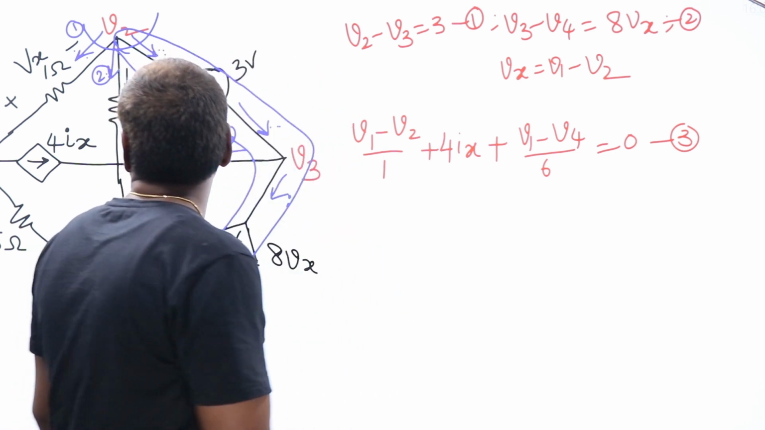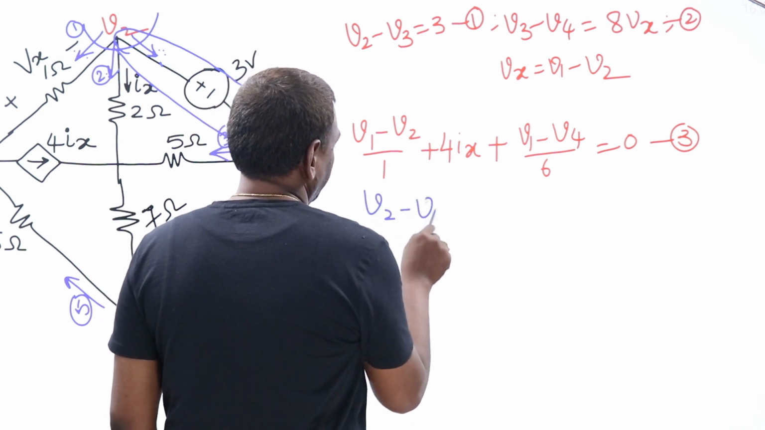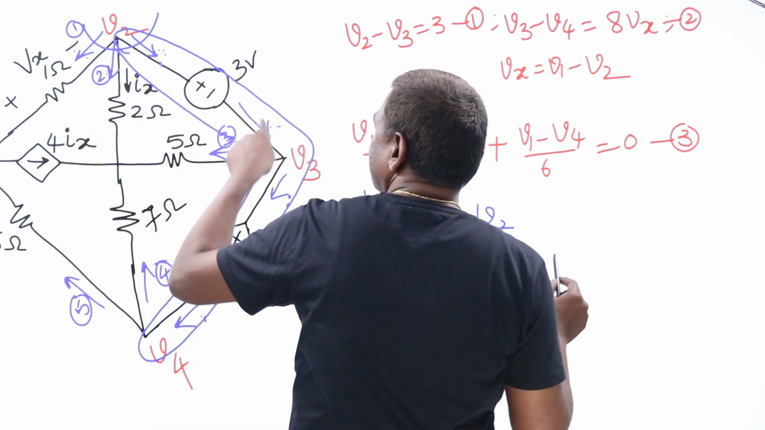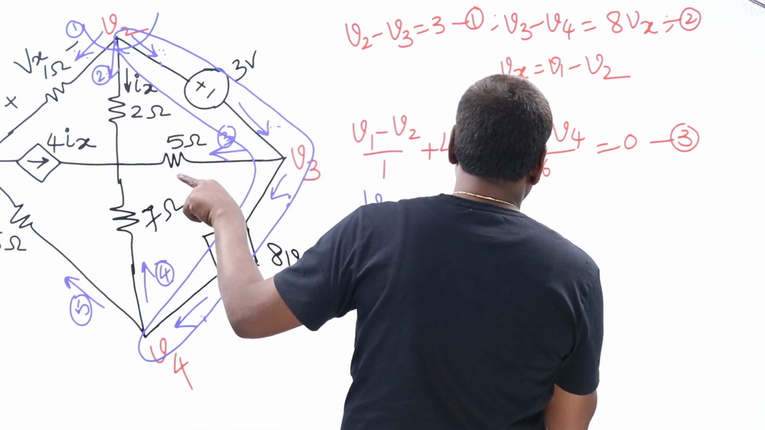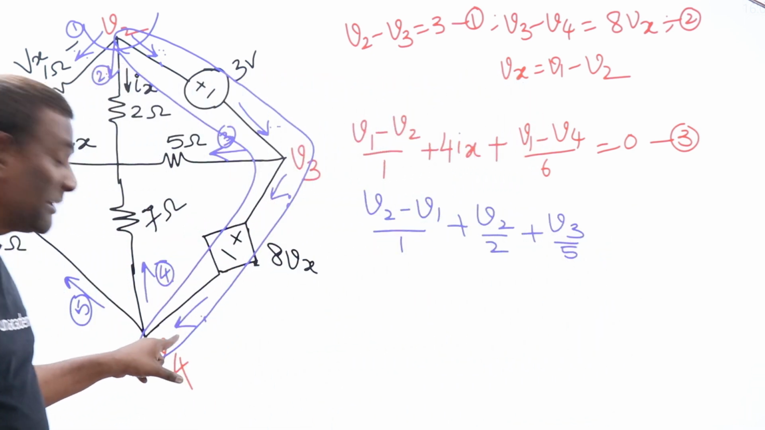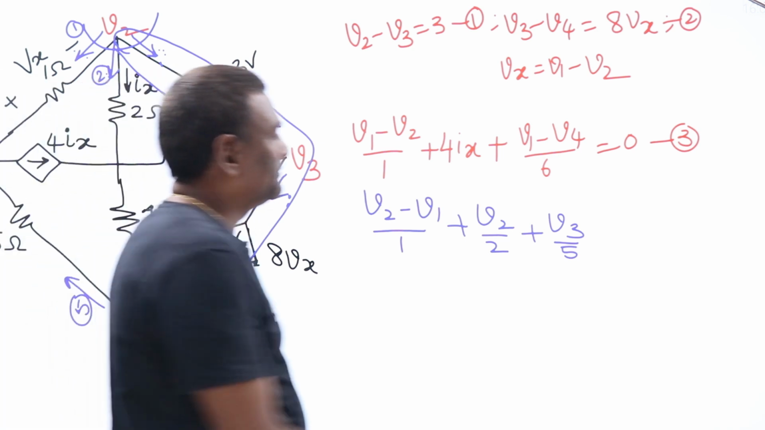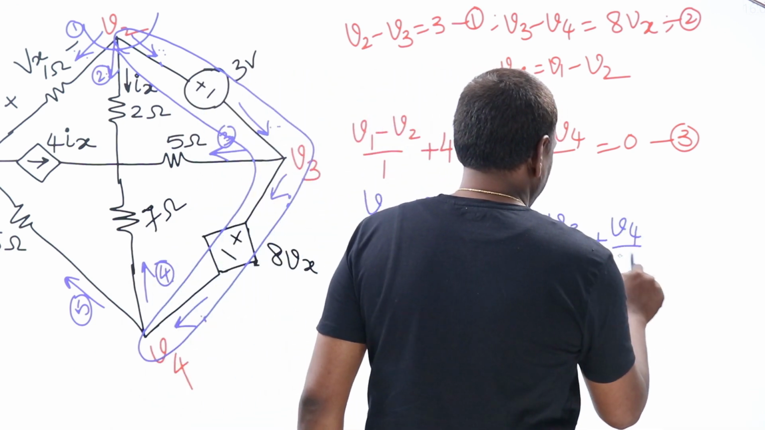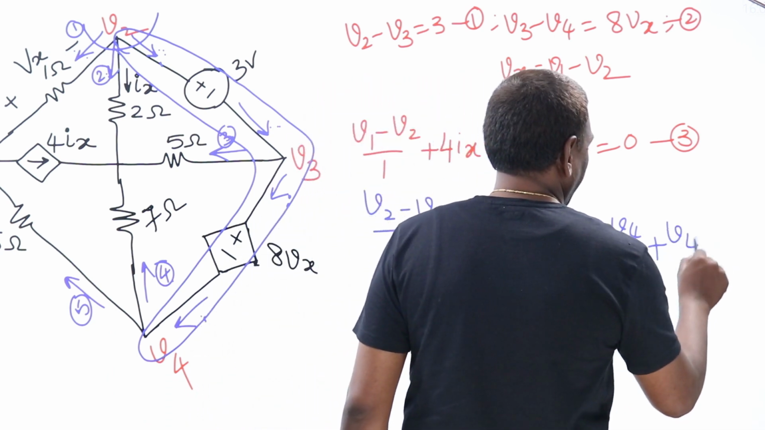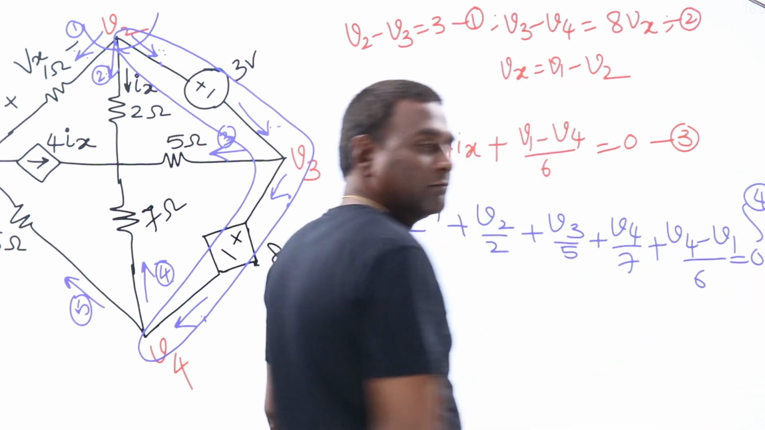Okay, now let us start. First is going to be (V2 minus V1) by 1 plus V2 by 2. This current, this plus this. This is how much? Plus V3 by 5 plus this current. This current I don't know, but I know this current. This equals this, which is nothing but 4 and 5. 4 is nothing but V4 by 7 plus (V4 minus V1) by 6. This is for the equation.